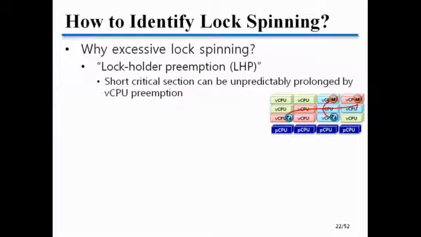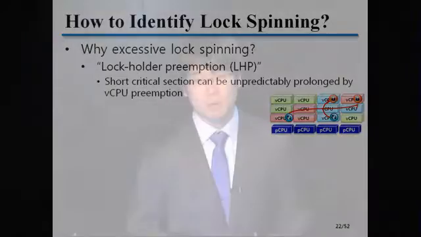Next, let's look into the second source, lock spinning. The excessive lock spinning is typically caused by the lock holder preemption problem, called LHP, in which even a short critical section can be unpredictably prolonged by a vCPU being preempted before releasing its spin lock, like in this figure.